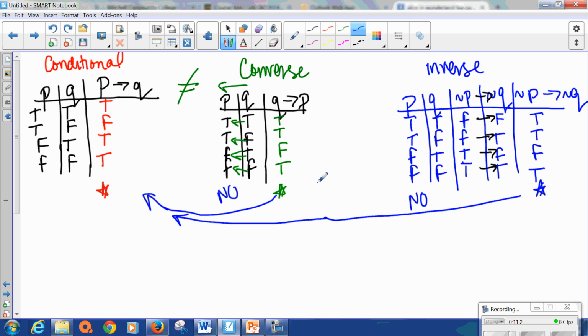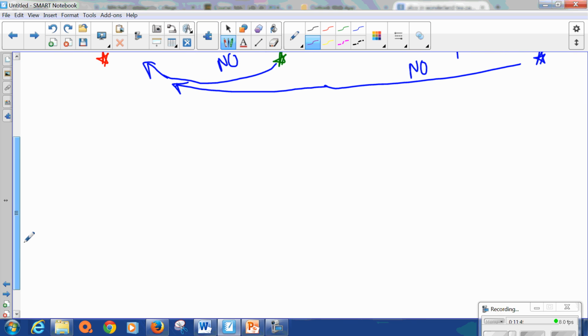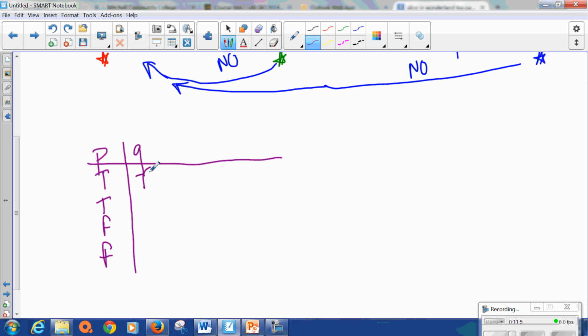But notice that these two look awfully close to being the same thing, right? Kind of different makeup in here, because of the falses and the trues, but the same answer matrix. So let's look at the contrapositive. The contrapositive is going to add one more step onto this. I'm going to scroll down so I have some room. Here's P. Here's Q. True, true, false, false, true, false, true, false.